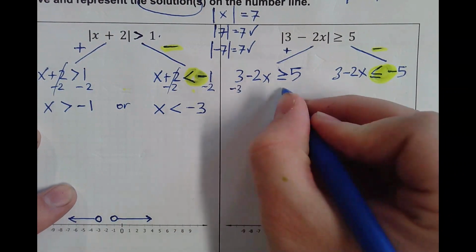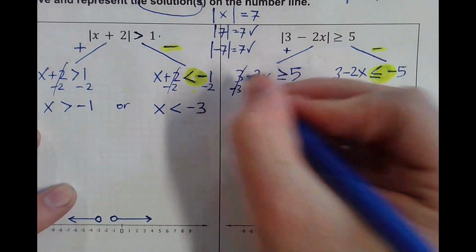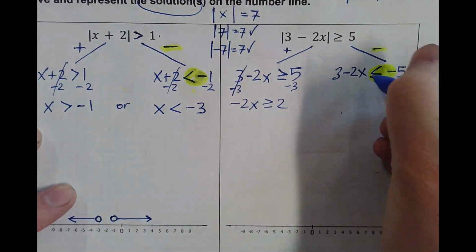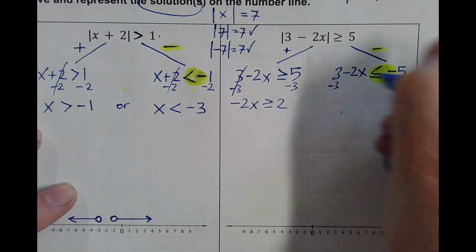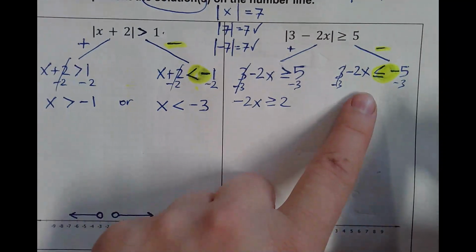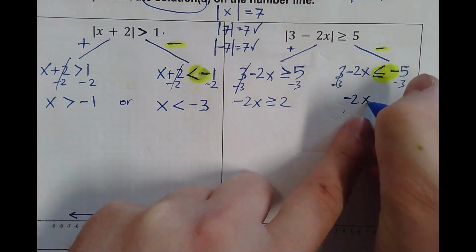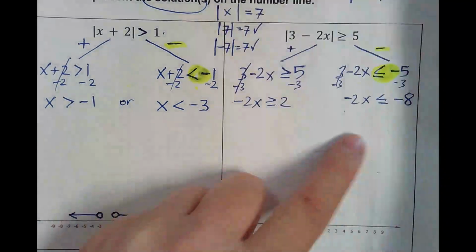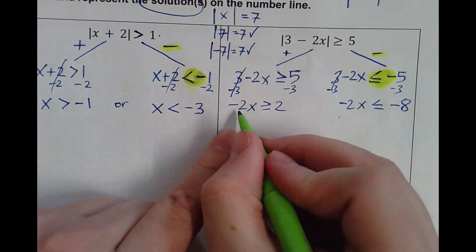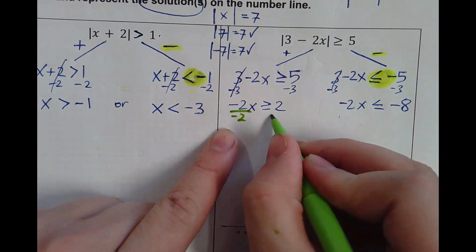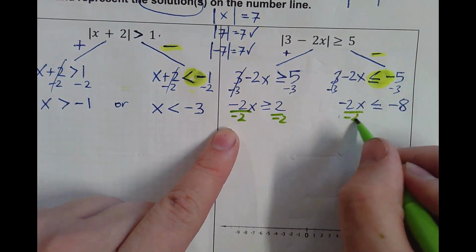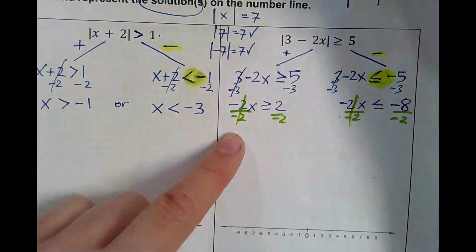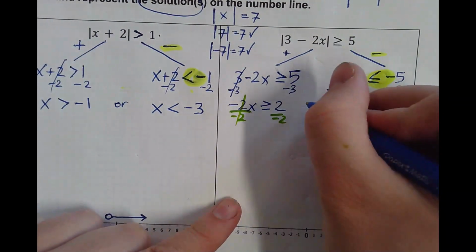I'm going to start by subtracting 3. That gives me -2x is greater than or equal to 2. My second solution here is going to be something interesting. We're going to get -2x is less than or equal to -8. And let's get x by itself. How do we get x by itself? Yeah, we're going to divide both sides by -2. And we need to flip the sign.